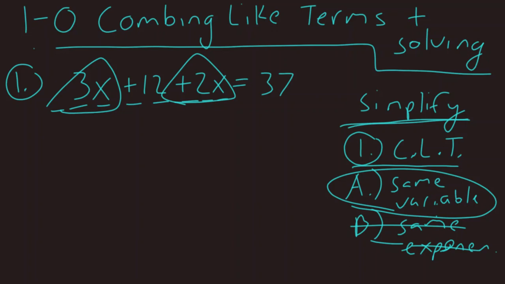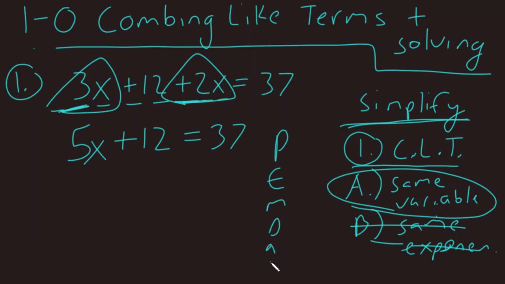And so 3x plus 2x would of course give us 5x. You simply add the coefficients. So we have 5x plus 12 equals 37. Now, in this example, I can now write my PEMDAS. And remember, we're doing our order of operations in reverse. And when you look at 5x plus 12, what two operations do you see? Well, we have the 5x, which is the multiplication, and we have the plus 12, which is the addition.